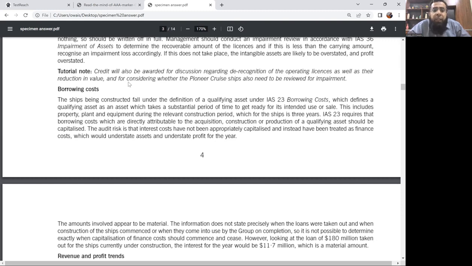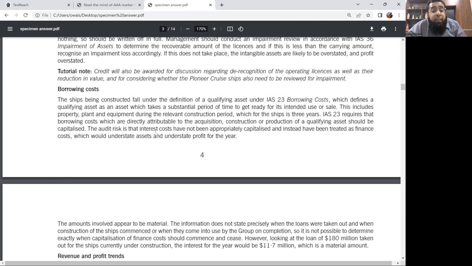The ships being constructed fall under the definition of qualifying asset under IAS 23 Borrowing Costs, which defines a qualifying asset as an asset which takes a substantial period of time to get ready for its intended use or sale. This includes property, plant, and equipment during the relevant construction period, which for the ships is 3 years. IAS 23 requires that borrowing costs which are directly attributable to the acquisition, construction, or production of a qualifying asset should be capitalized. See, he goes into a lot of technicality. He explains in too much detail, but that is not required in the examination.